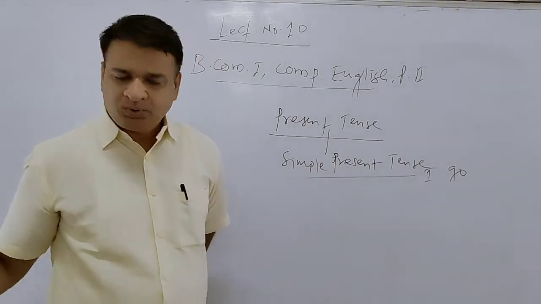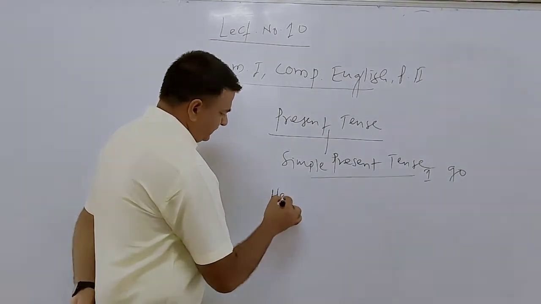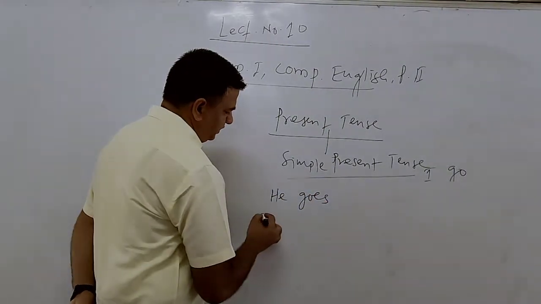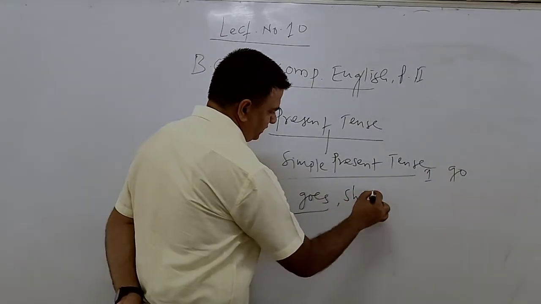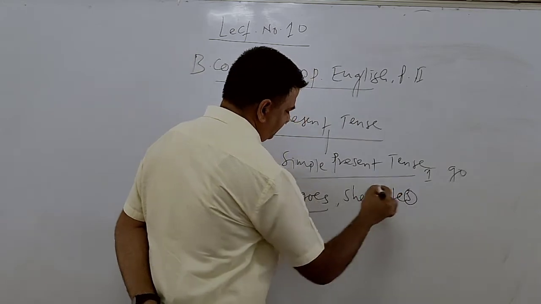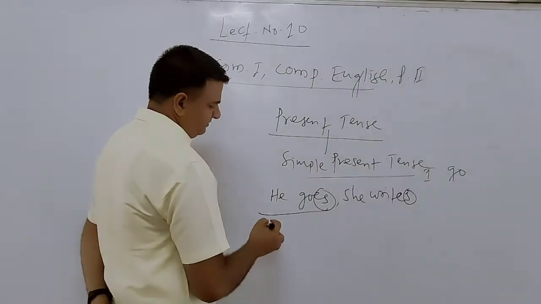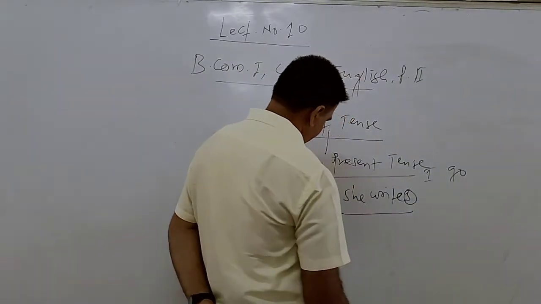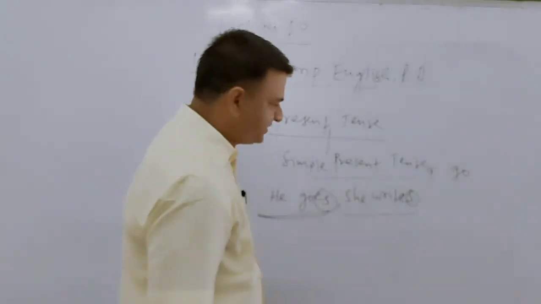Basic verb को बदलतो, he goes or she writes. Here we have added es and here we have added s, according to the structure. He goes or she writes.